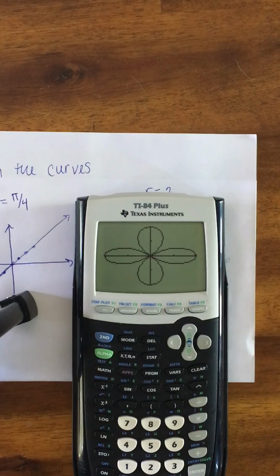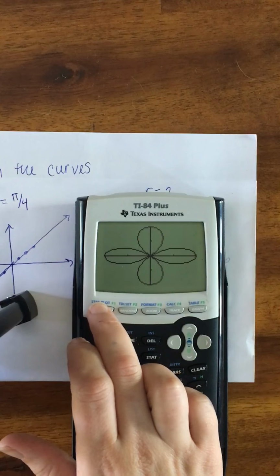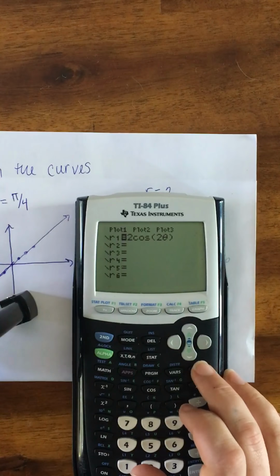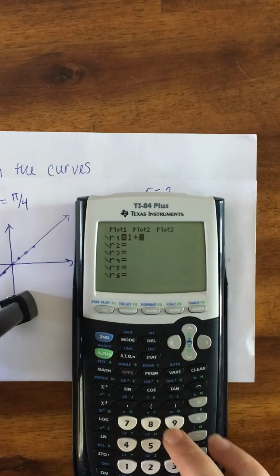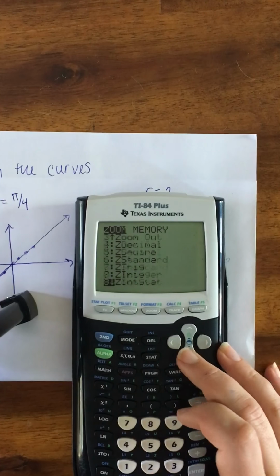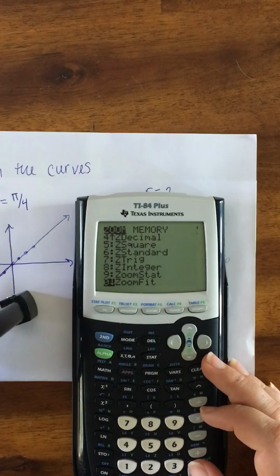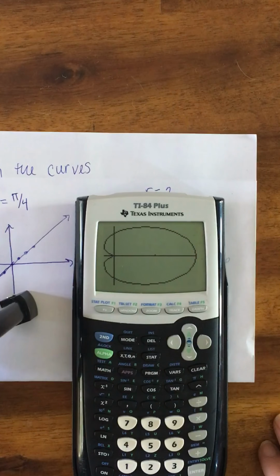They call this one a rose. There's one that looks like a heart that they call a cardioid. I think this one is in your examples online on your website or on your MyMathLab videos, but I'm going to put this in anyway. So I'm going to graph 1 plus cosine theta, and I'm going to hit zoom fit again. Enter, and there it is.